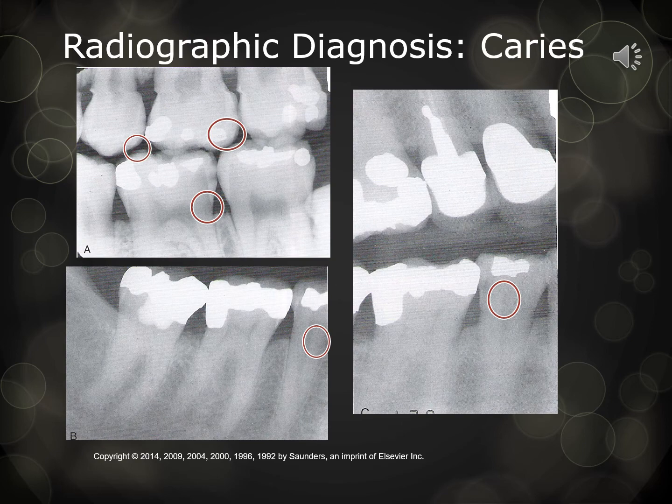In this slide, the circles are supposed to be around the caries. However, I think they're just off a little bit. The caries present as radiolucent, whereas radiopaque, more light or white, shows definition of a filling, or a root canal post, or a root canal.